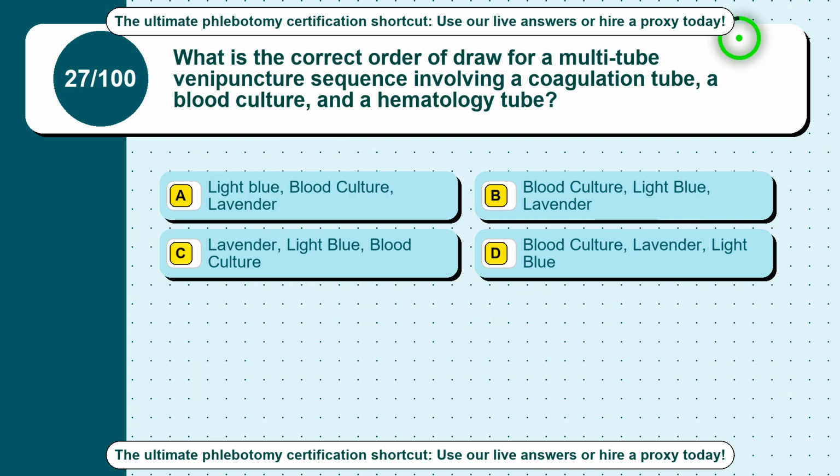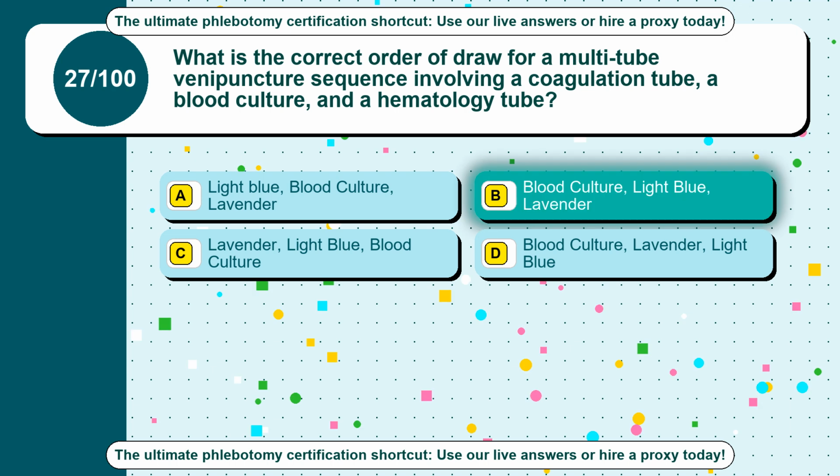Question 27. What is the correct order of draw for a multitube venipuncture sequence involving a coagulation tube, a blood culture, and a hematology tube? Option A. Light blue, blood culture, lavender. Option B. Blood culture, light blue, lavender. Option C. Lavender, light blue, blood culture. Option D. Blood culture, lavender, light blue.